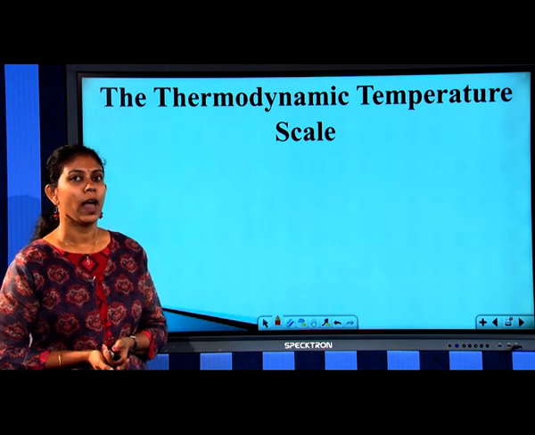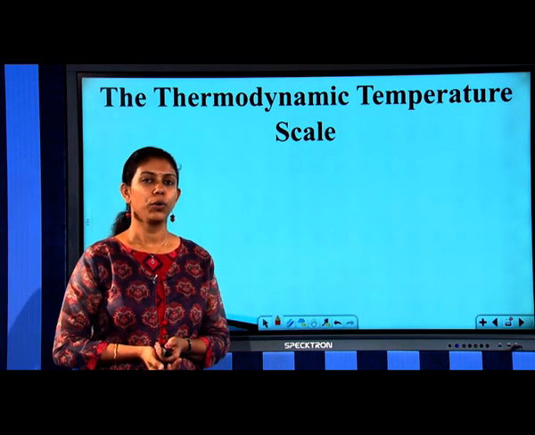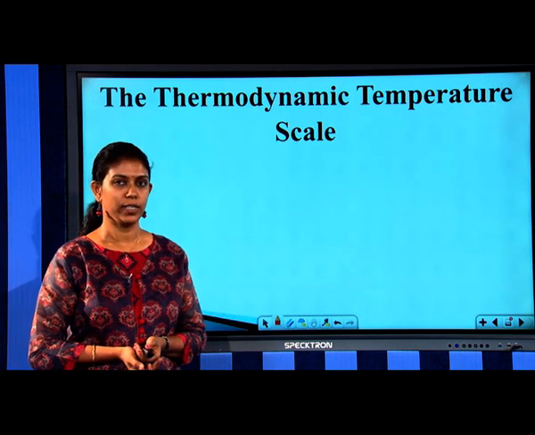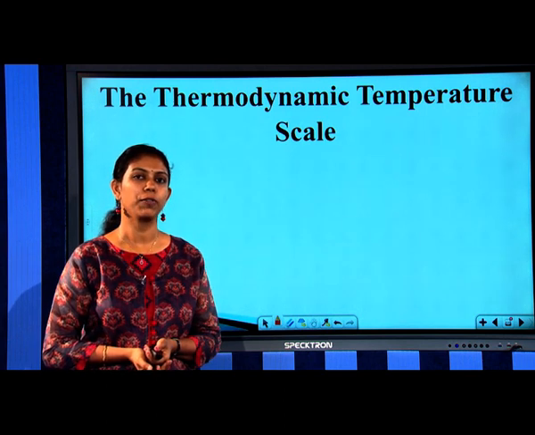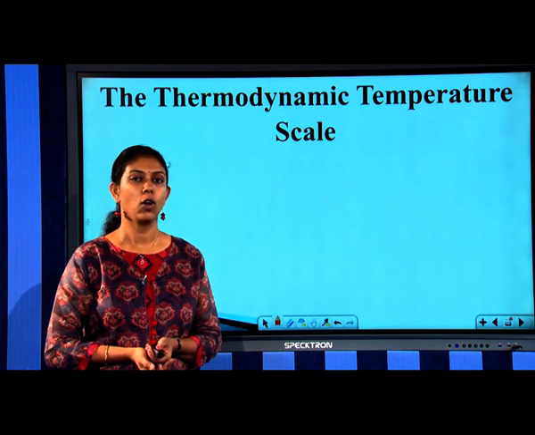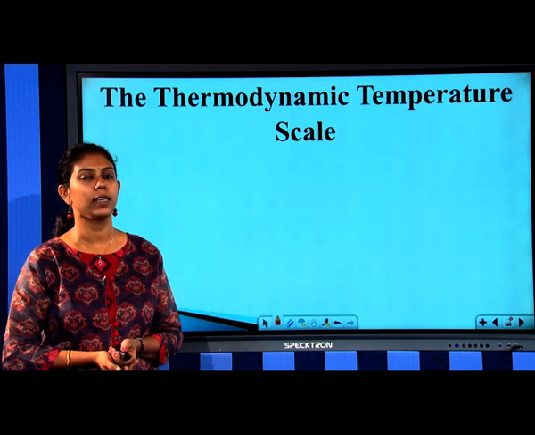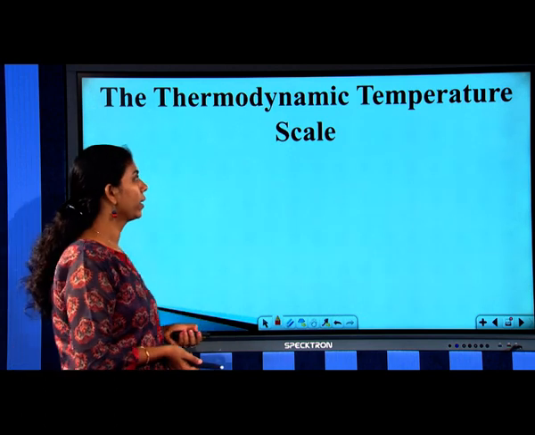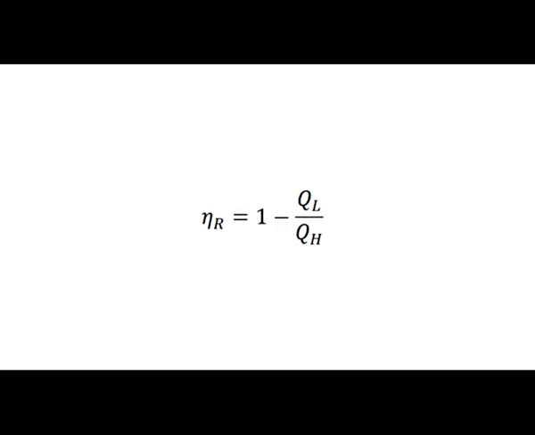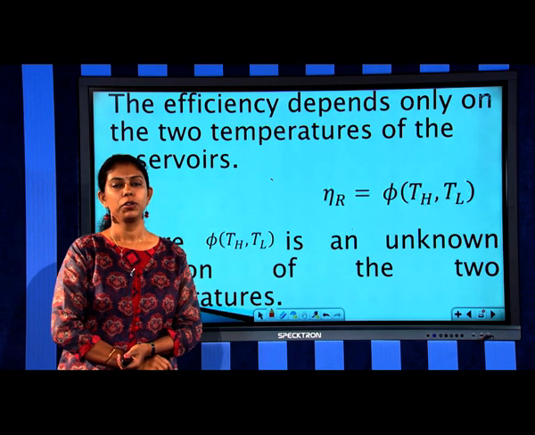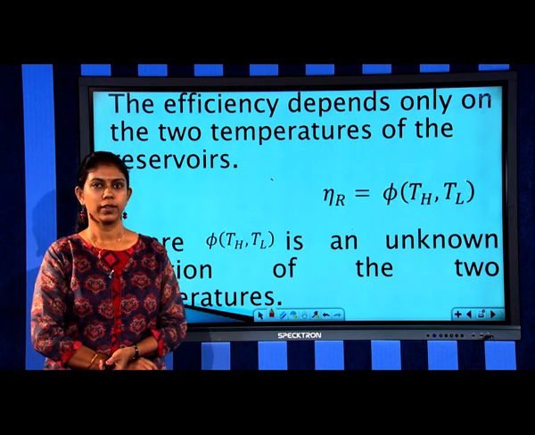A Carnot engine absorbing QH units of heat from a reservoir at a high temperature TH and rejecting QL units of heat to a reservoir at a lower temperature TL has an efficiency eta R that is independent of the nature of the working substance. That is, eta R is equal to 1 minus QL divided by QH. The efficiency depends only on the two temperatures of the reservoirs.